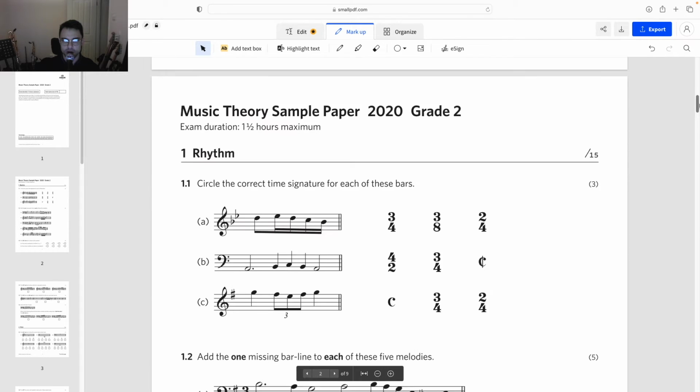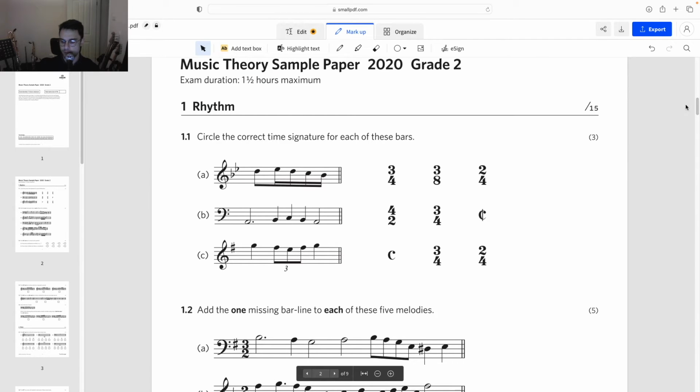Alright, let's get started with section 1, rhythm. 1.1. Circle the correct time signature for each of these bars. Okay, question A. What have we got to choose from? We've got 3-4, 3-8, and 2-4.